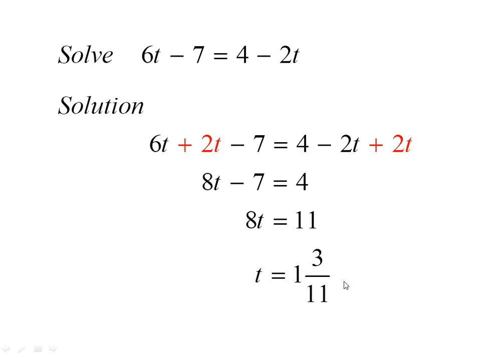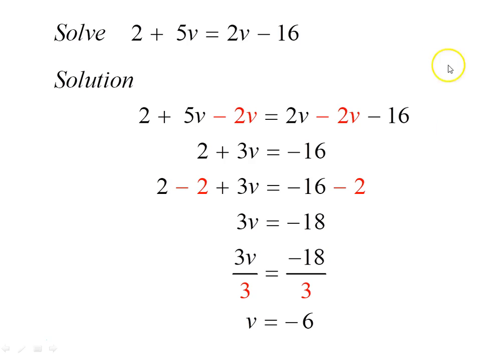But we went about solving this by removing the pronumeral from one side. And we chose to remove it from the right hand side. Doesn't matter which side we do. And we did that by adding 2t to both sides, which gets rid of this negative 2t altogether, leaving us just 4 there. And we've got a simpler two-step equation. 8t minus 7 gives us 4.